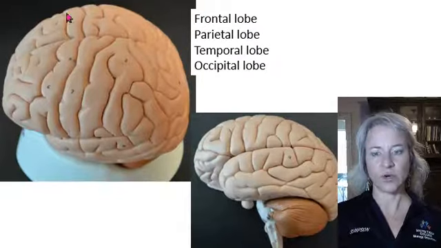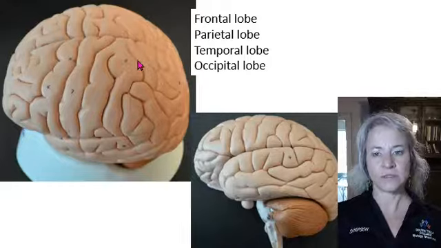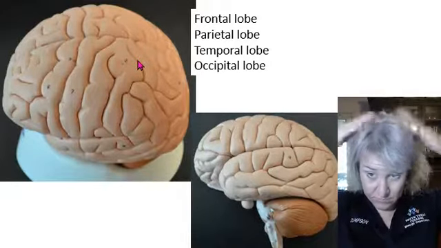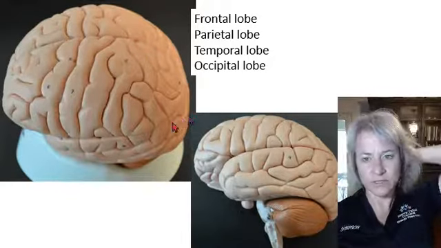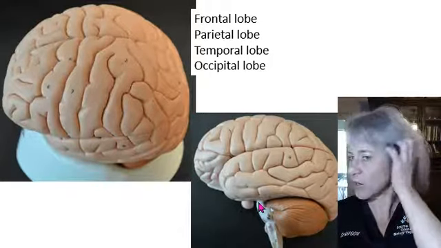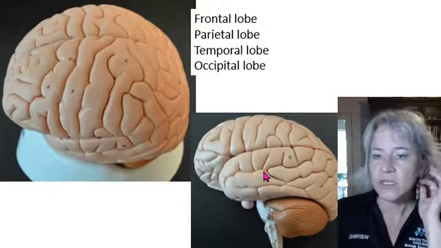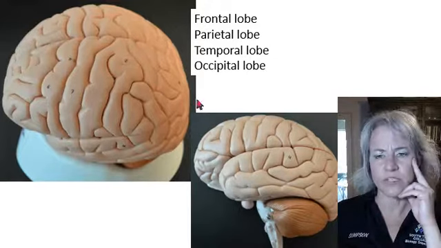Okay, so the lobes. We have the frontal lobe, all this in front, parietal lobe, these parietal regions there, occipital lobe, and then temporal lobe. Temporal lobe is right over here, the side of your ear. Temporal lobe right here, right here, right here. I want you to know a little bit about the frontal lobe and the occipital lobe.